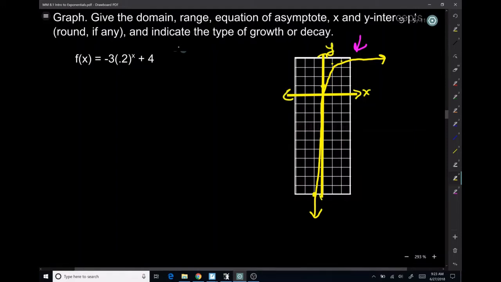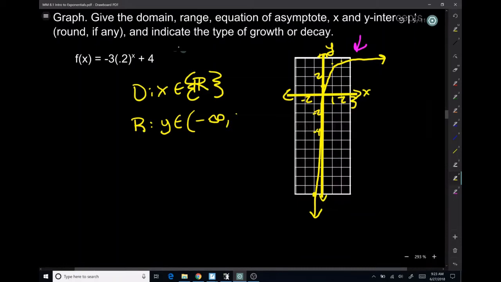There's the graph. Here's my x-axis. Here's my y-axis. And I should specify that I'm counting by ones. That's enough. Okay, the domain for all of these graphs is going to be all real numbers. X is in the set of all real numbers. The range for all of these graphs will always start or end at the asymptote. So y is going to be in the interval that goes, in this case, from negative infinity to 4. And it doesn't include 4, so it's got a parenthesis. The asymptote is the line y equals k, which in this case is 4.